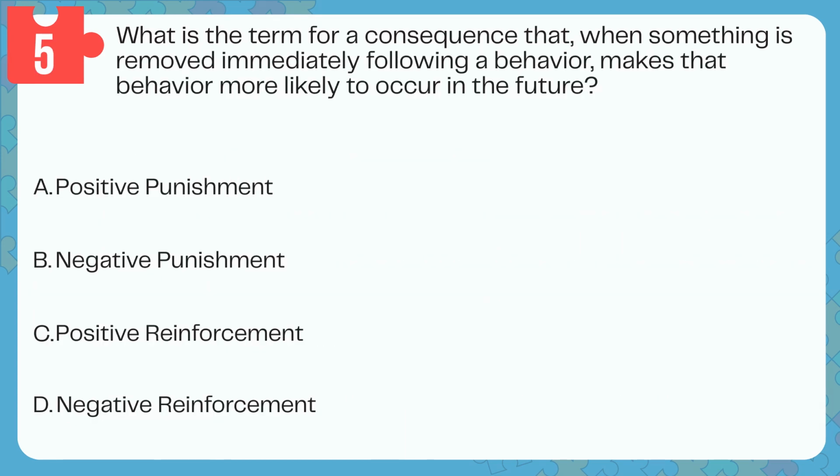Question 5. What is the term for a consequence that, when something is removed immediately following a behavior, makes that behavior more likely to occur in the future? A. Positive punishment. B. Negative punishment. C. Positive reinforcement. D. Negative reinforcement.